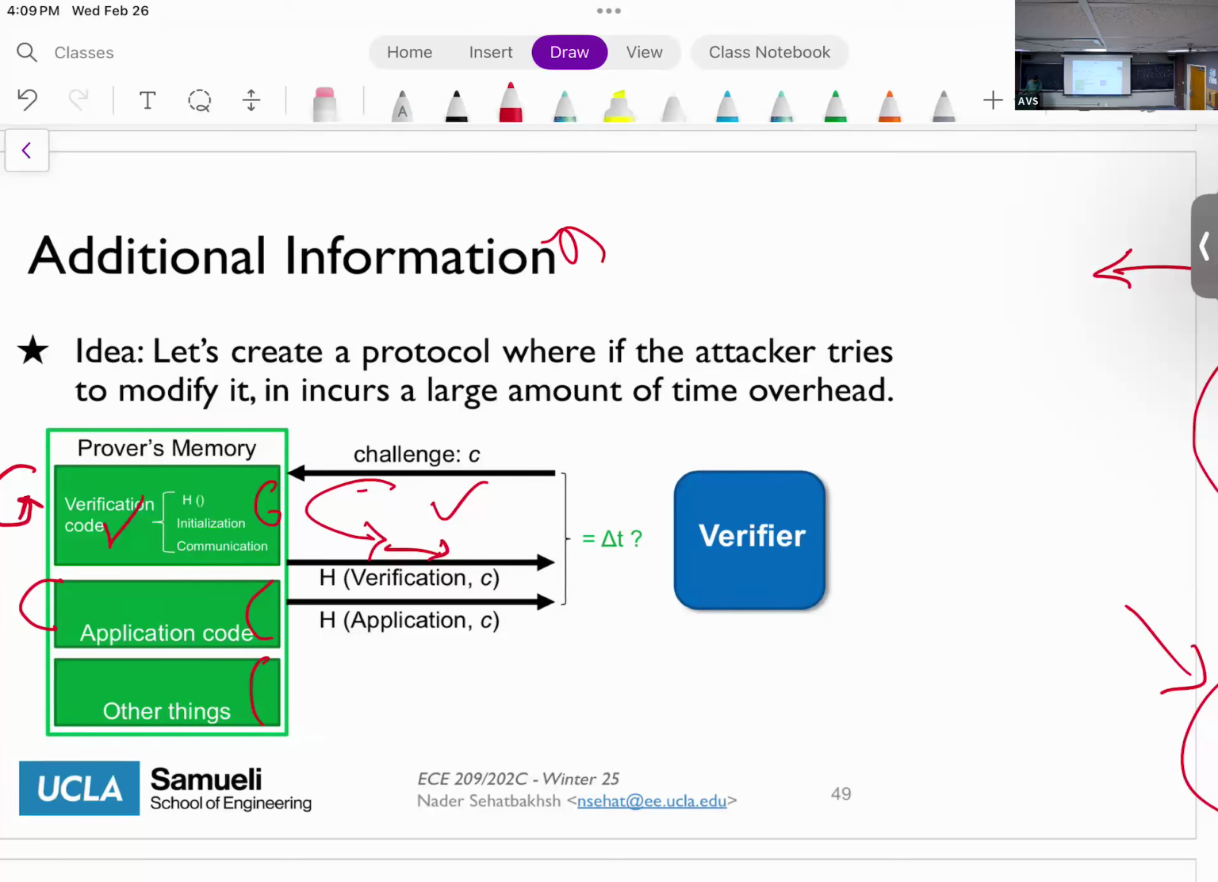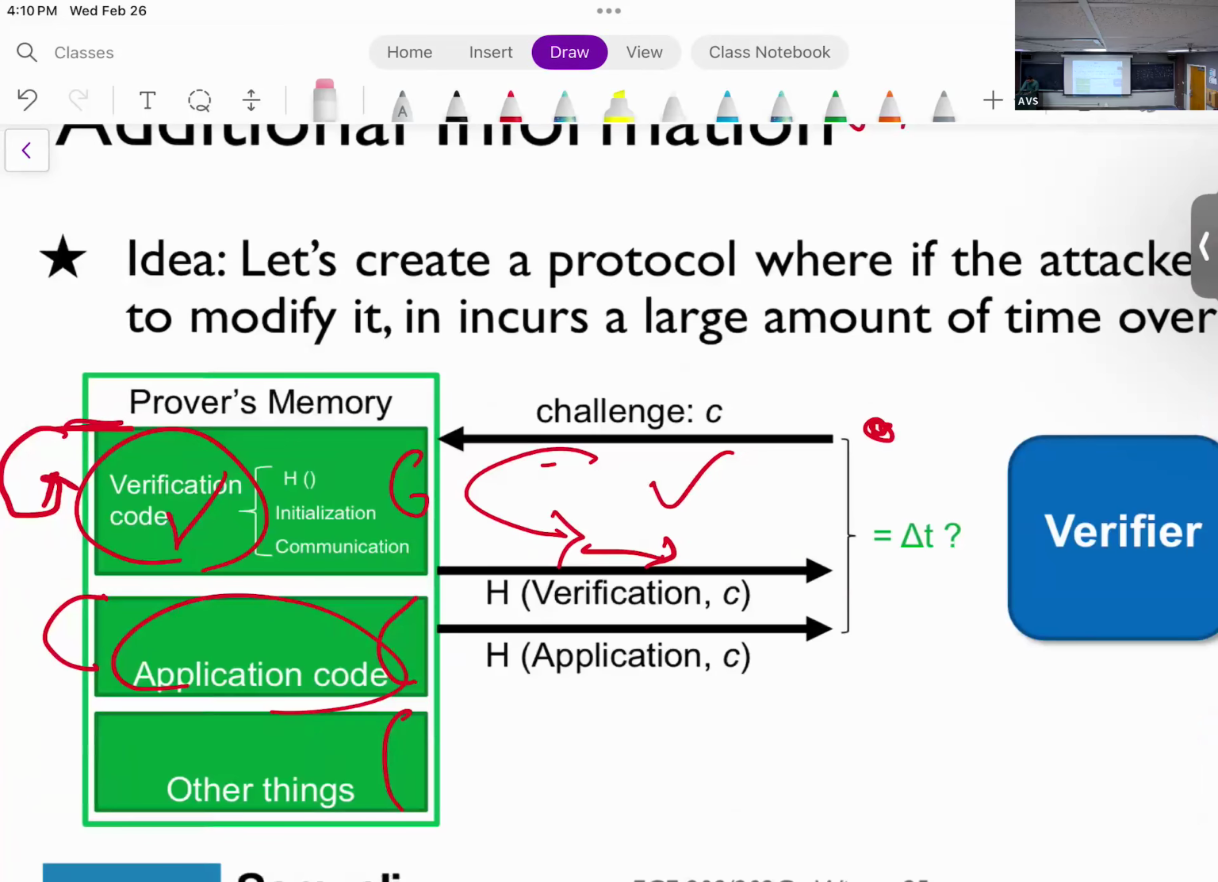So the verifier sends a challenge, which is a nonce, a number C, and starts the timer here. Then the prover, inside the prover's memory, there are three things. There is the verification code, there's the application code, there might be other things as well. Then during this process, essentially the verification code is comprised of three important things.